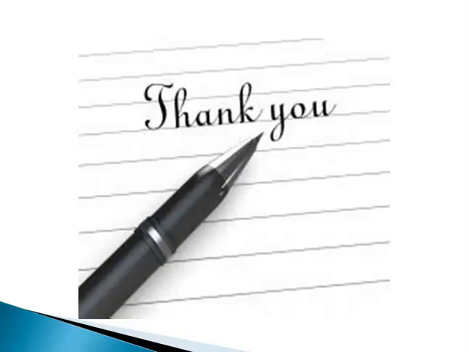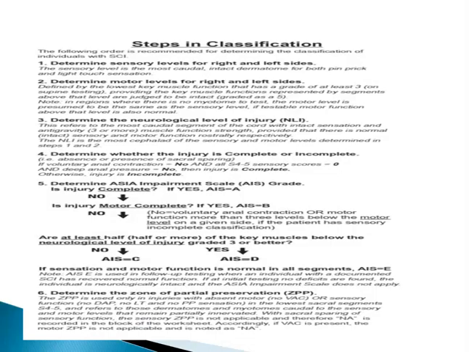So that's it with the zone of partial preservation, and that's it with the ASIA scale. With this, we can easily find out the level of injury in the spinal cord. So that's it with this ASIA scale. Meet you in the next video.